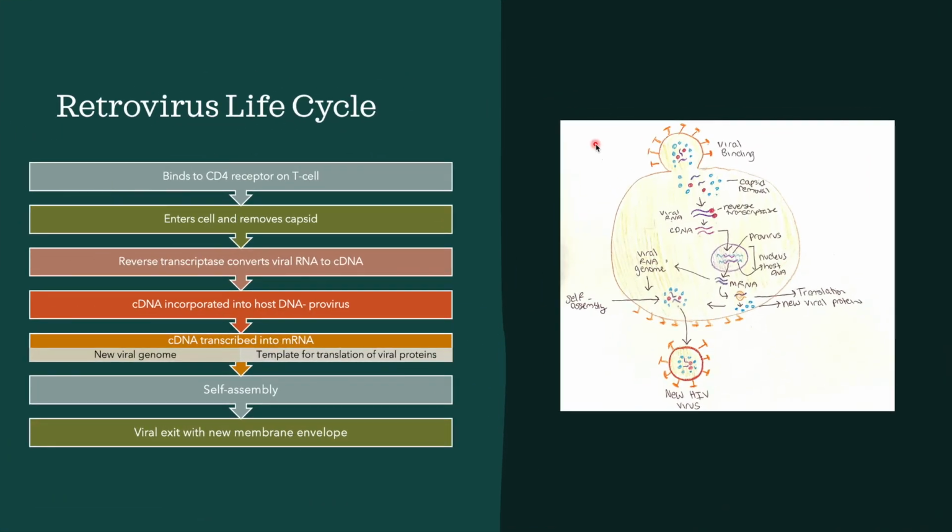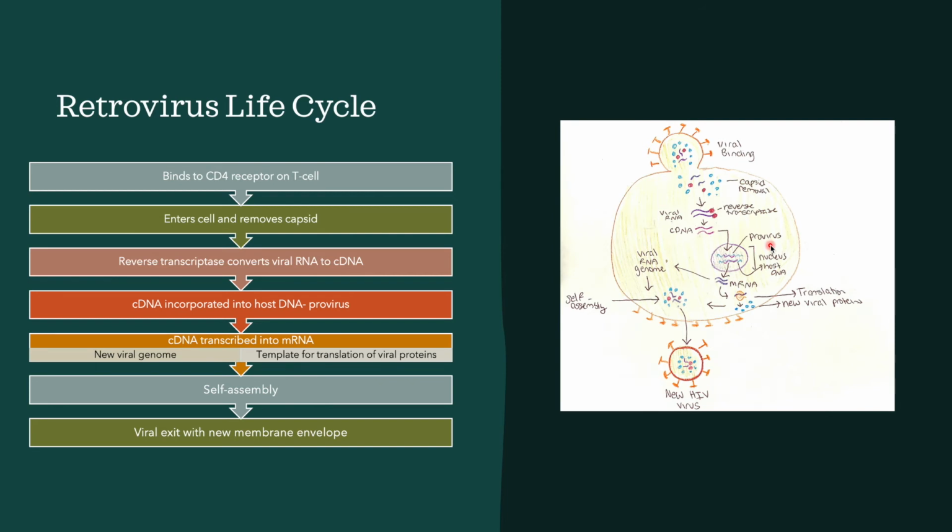Let's now go over the retrovirus life cycle in more detail, focusing specifically on HIV. First, the HIV virus binds to the host cell. Specifically, the glycoprotein binds to the CD4 receptor on the T cell. It then enters the cell and removes its capsid. The viral RNA is then converted to complementary DNA using reverse transcriptase. The cDNA moves into the nucleus and incorporates itself into the host DNA, becoming a provirus.